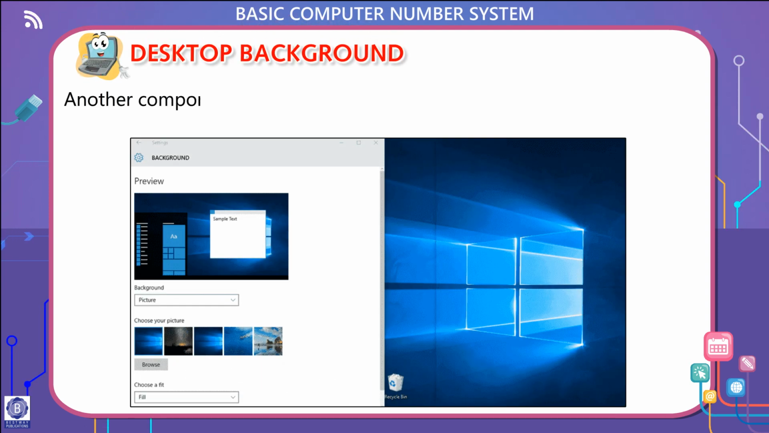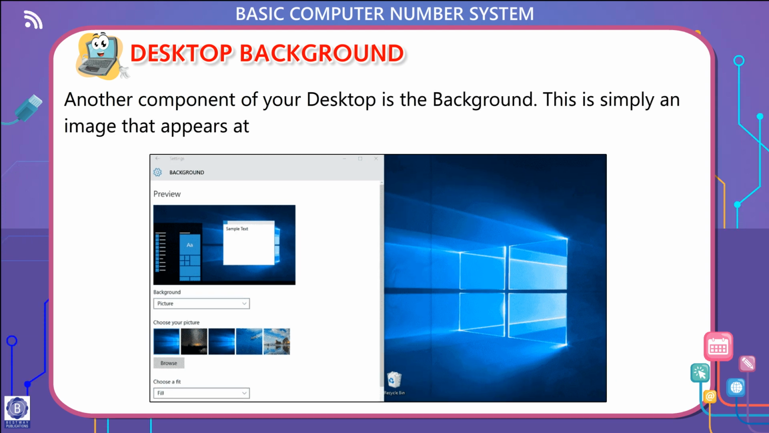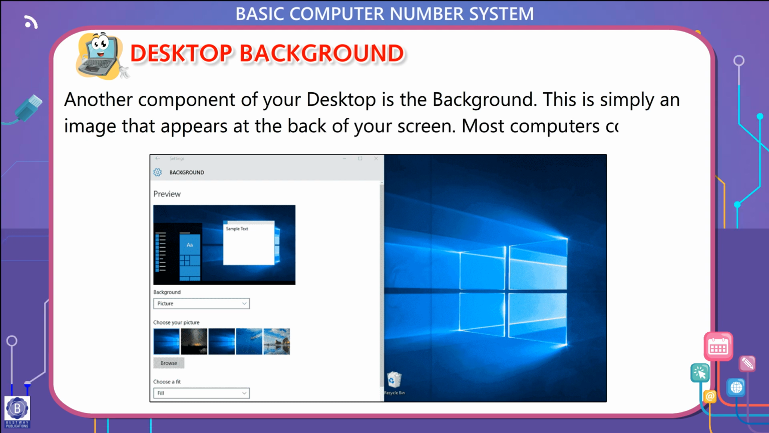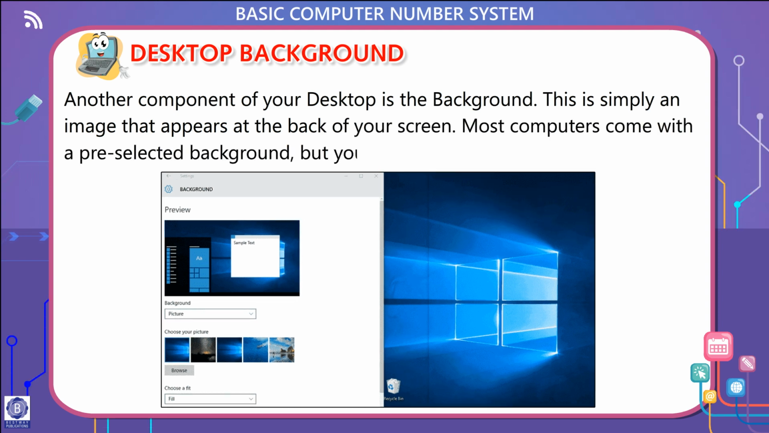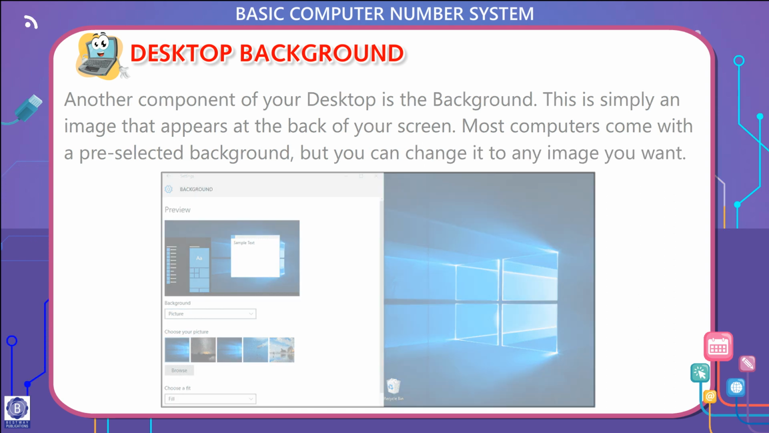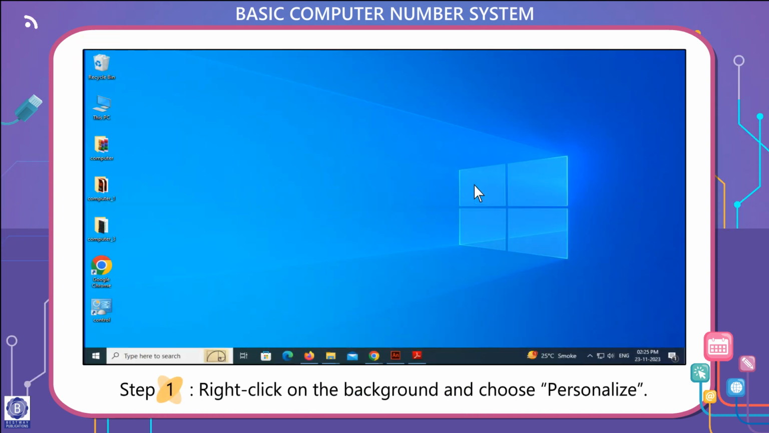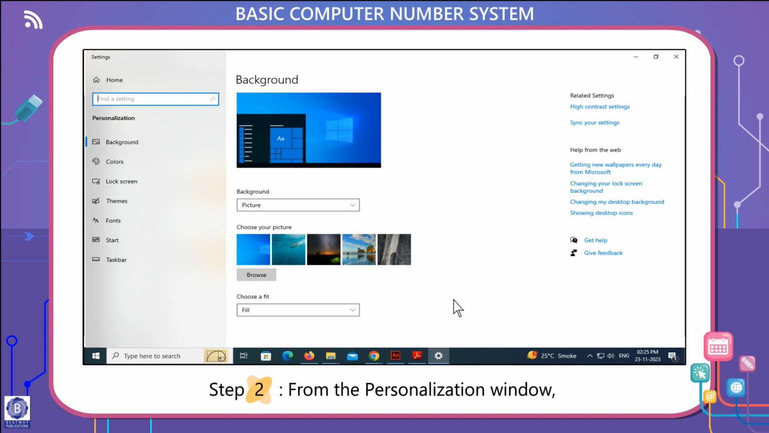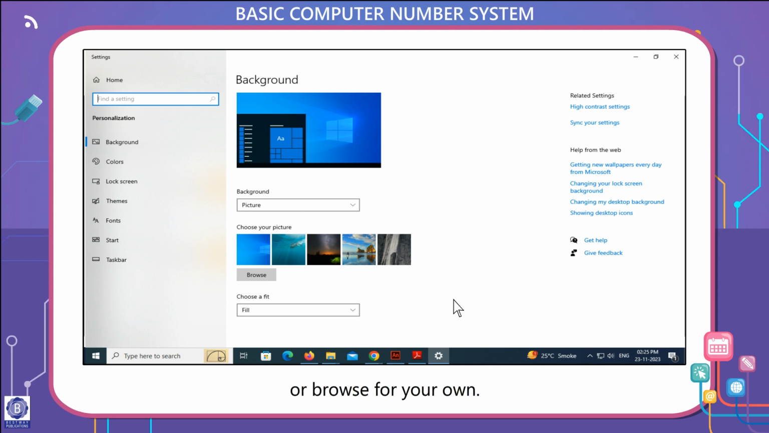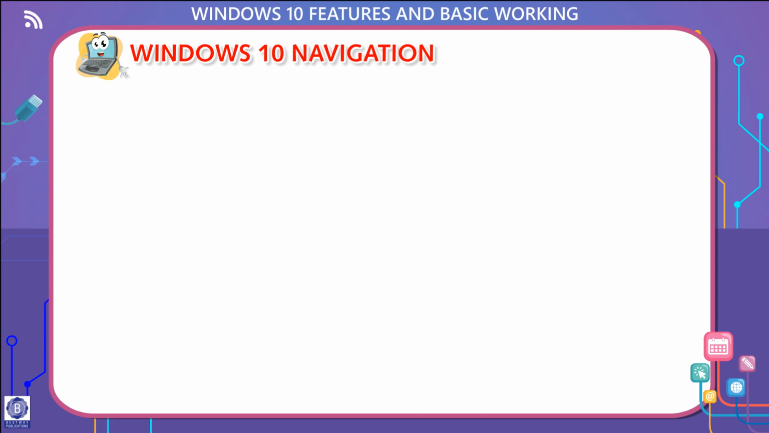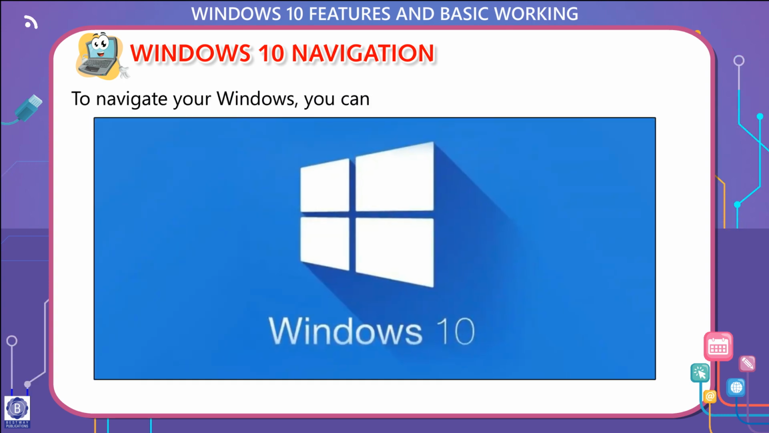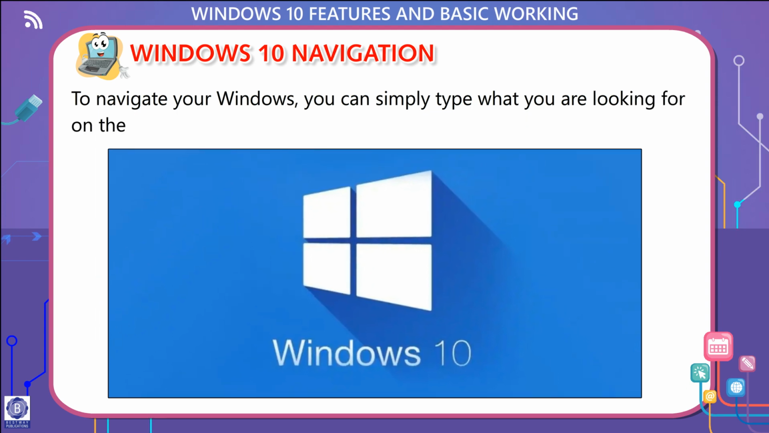Desktop background. Another component of your desktop is the background. This is simply an image that appears at the back of your screen. Most computers come with a pre-selected background, but you can change it to any image you want. To change the background, follow these steps. Step 1. Right-click on the background and choose Personalize. Step 2. From the Personalization window, choose from a series of pre-selected pictures or browse for your own. Windows 10 navigation. To navigate your Windows, you can simply type what you are looking for on the taskbar search.